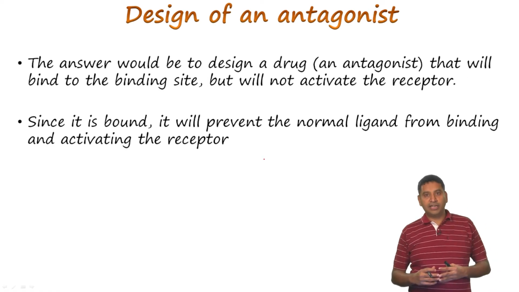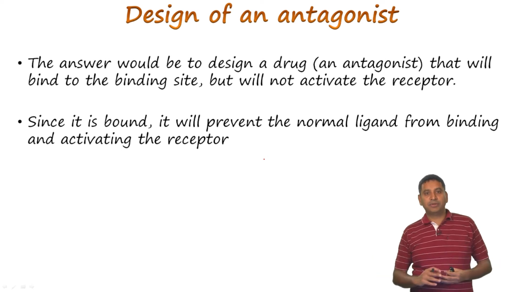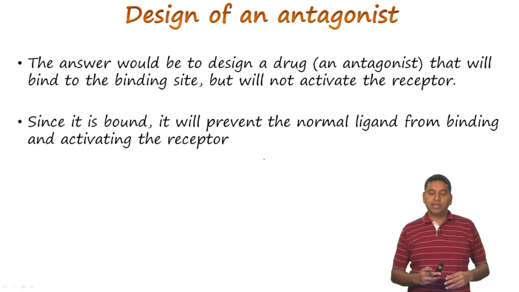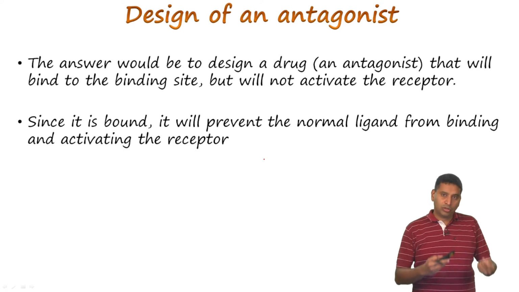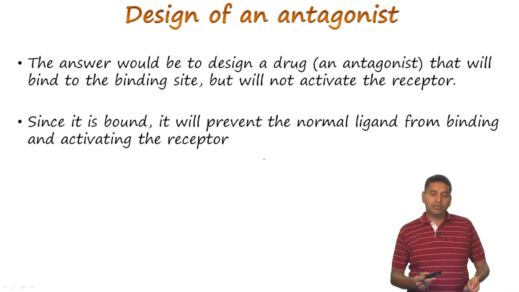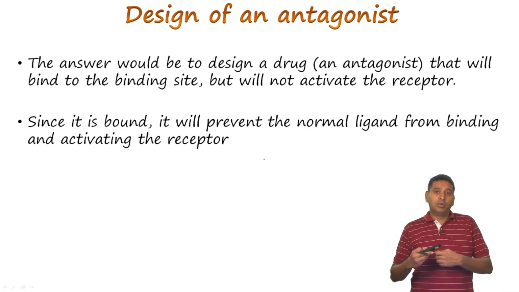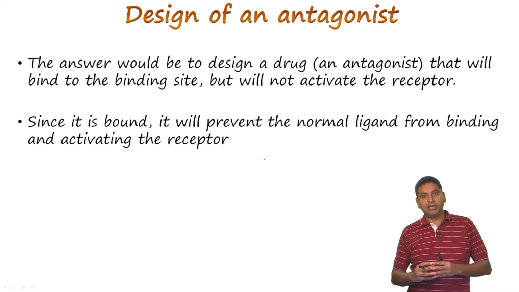So, we need to design a drug that can counteract this process. The answer would be to design an antagonist that will bind to the binding site, but will not activate the receptor. Since it is bound, it will prevent the normal ligand from binding and activating the receptor. Keep in mind we have looked at how enzyme inhibitors can be designed. For example, a competitive inhibitor will go and bind to the enzyme, but there is no turnover. Similarly, an antagonist will bind to the receptor, but no signal is transmitted. One has to keep this concept in mind while designing an antagonist.